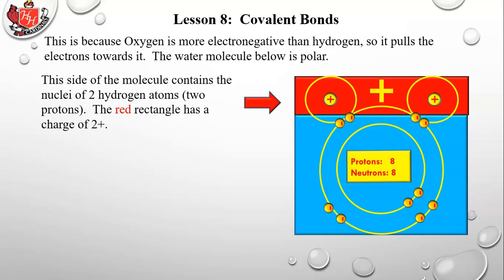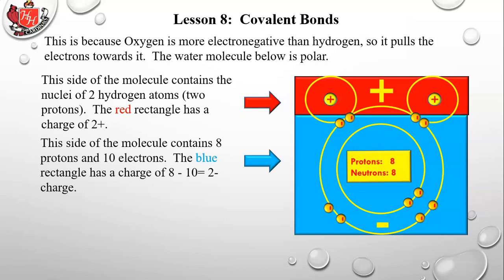So the electrons, because oxygen is more electronegative than hydrogen, tend to get pulled over towards the oxygen and away from the hydrogen. They don't get totally taken away from the hydrogen, they just tend to be pulled in that direction. So you'll notice in the red box you have two little circles with plus signs, the nuclei of the hydrogens, and no electrons. That means inside that red box, if we just isolate that part of the molecule, it's positively charged.